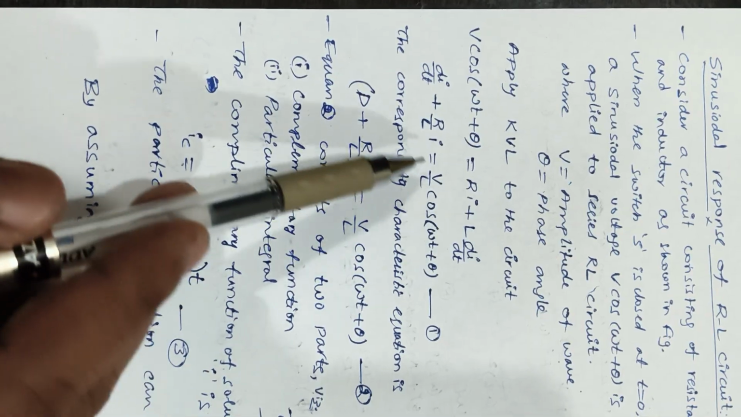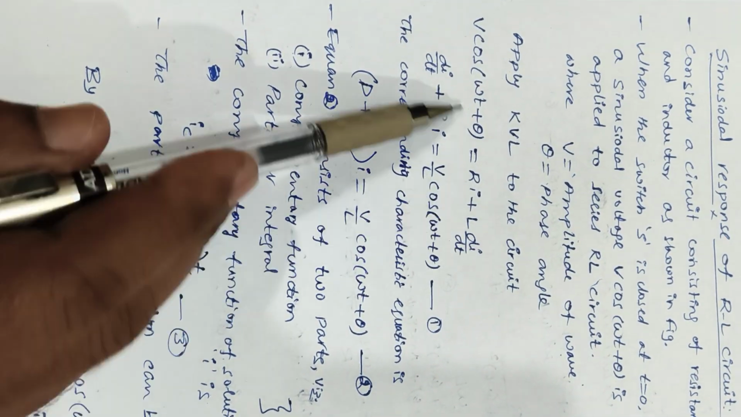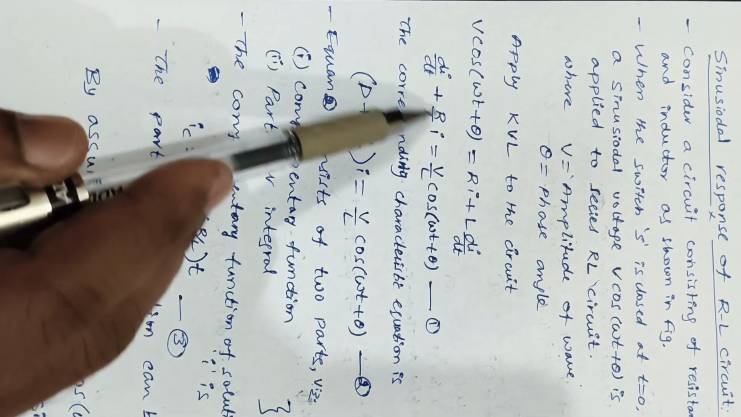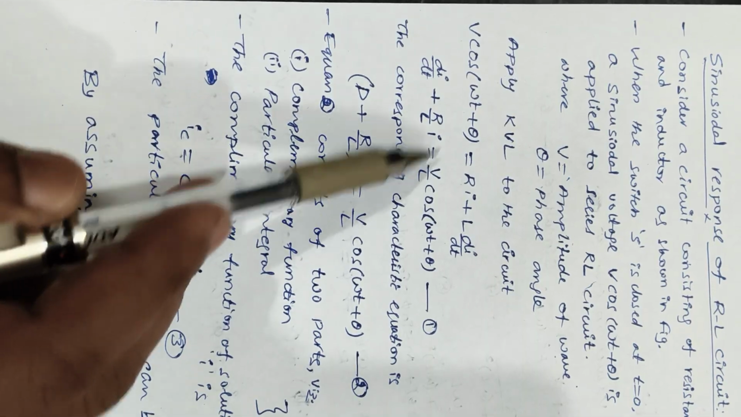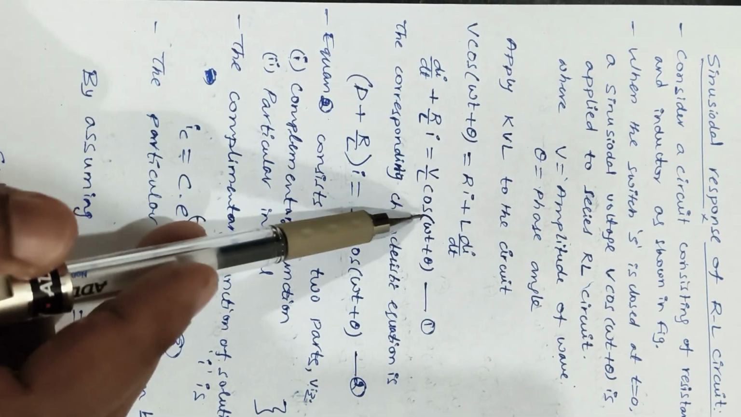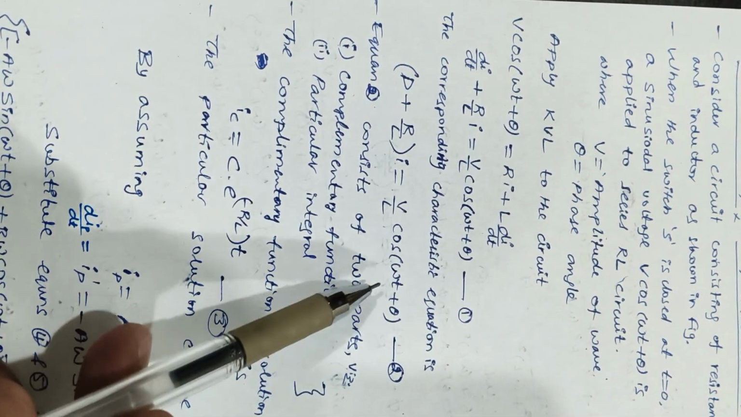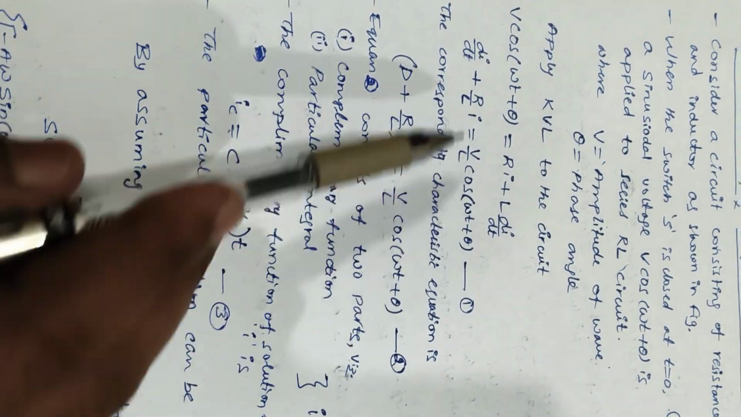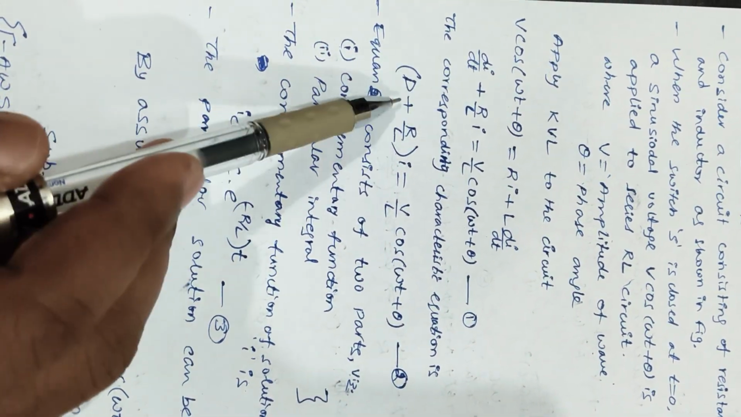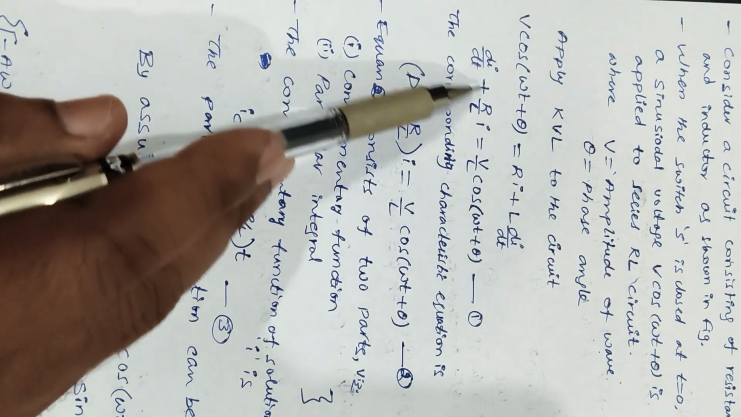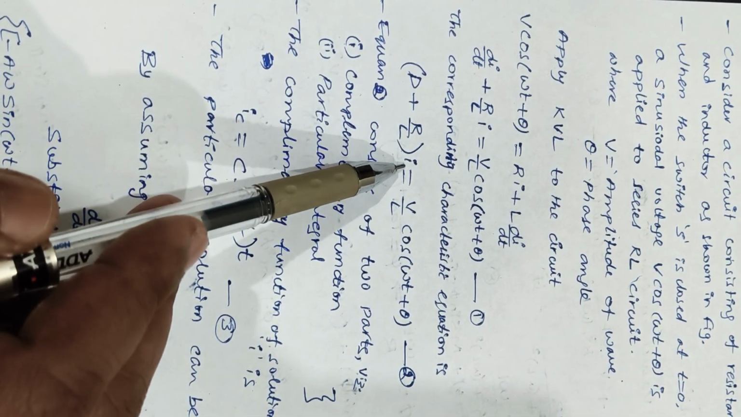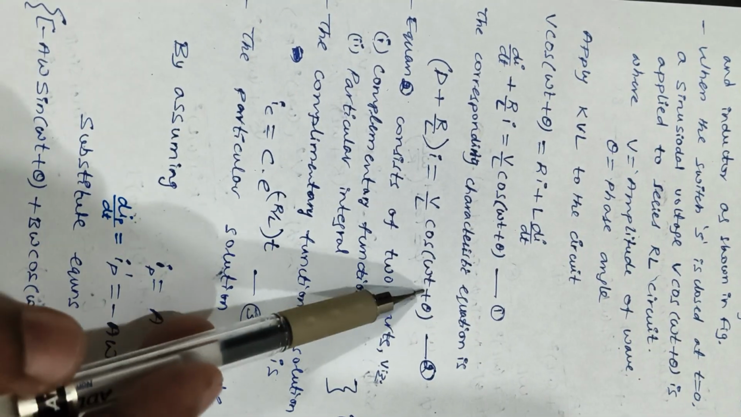By dividing both sides by L, we rewrite the equation as di/dt + (R/L) i = (V/L) cos(ωt + θ). The corresponding characteristic equation, considering D = d/dt, is (D + R/L) i = (V/L) cos(ωt + θ).